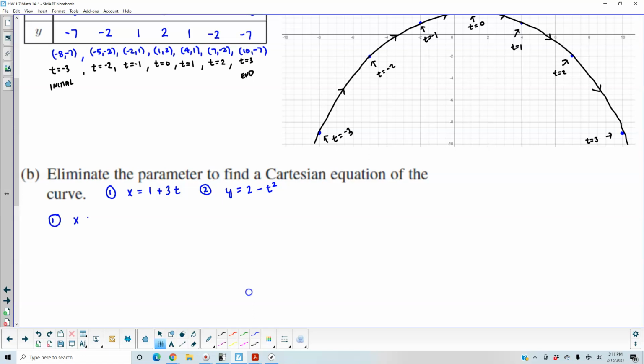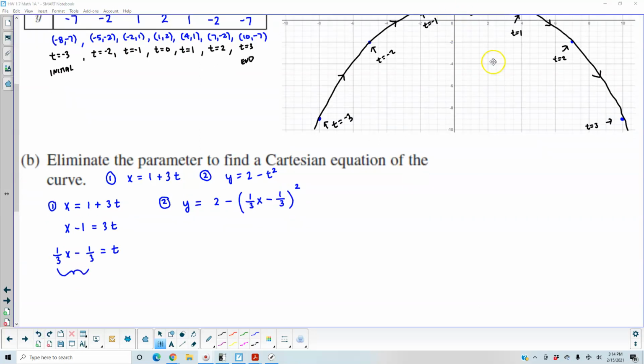So we have x is equal to 1 plus 3t. We're going to subtract 1 from both sides and divide both sides by 3. So we get 1/3 x minus 1/3, which is equal to t. And then we're going to substitute this into equation number 2. So y is going to equal 2 minus (1/3 x minus 1/3) squared. So we have a parabola here.